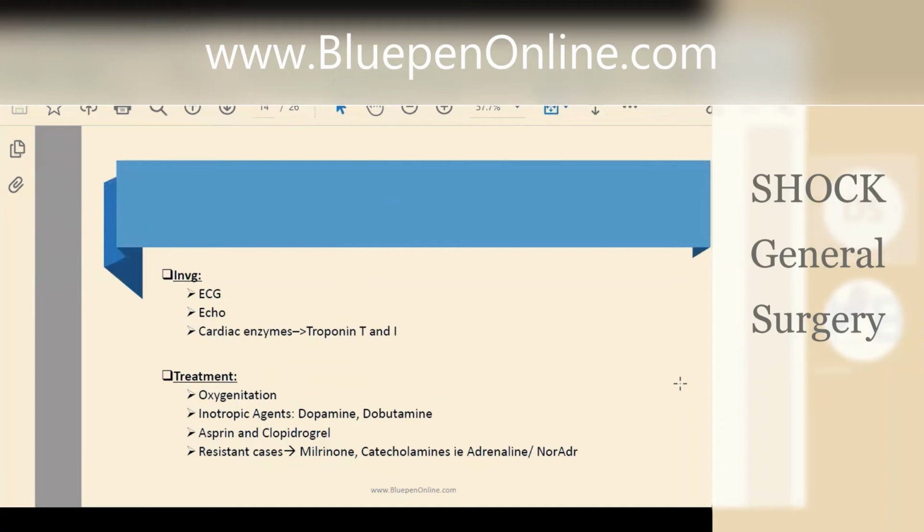Treatment is oxygenation, then inotropic agents like dopamine. Then we give aspirin and clopidogrel, which are antiplatelet agents and help in thinning of blood. And in resistant cases, we give milrinone and catecholamines, that is adrenaline and noradrenaline.